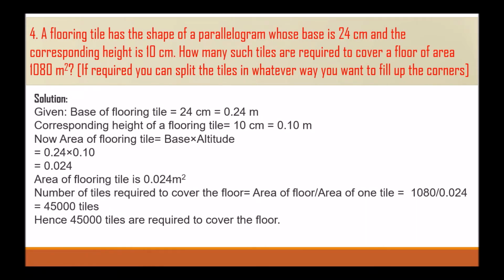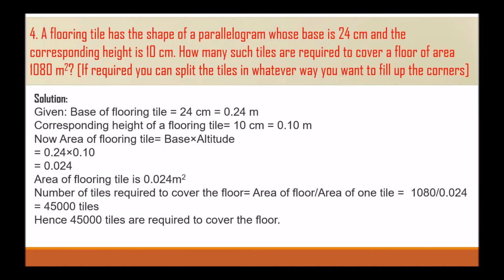So base of the flooring tile is 24 centimeter. If we convert it into meter, we will get 0.24 meter. Corresponding height of the flooring tile equals 10 centimeter, so in meter it is 0.10 meter. Now area of flooring tile is base into altitude, that is 0.24 into 0.10, so 0.024. So area of flooring tile is 0.024 meter square.